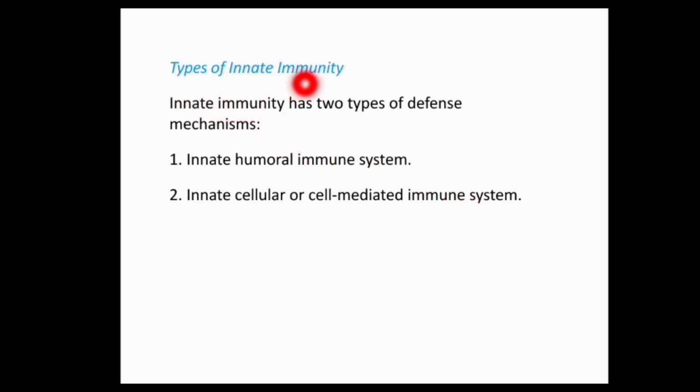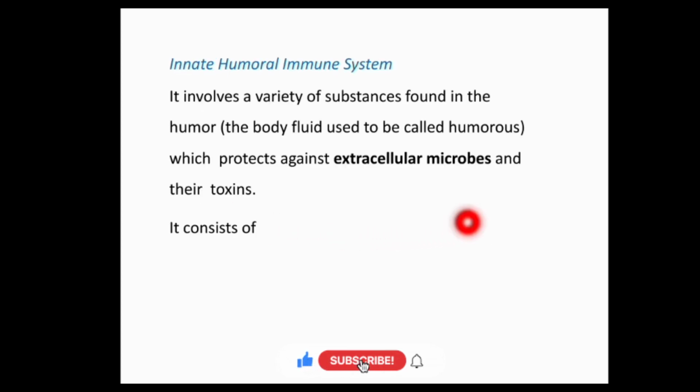Coming to the types of innate immunity. First, immunity we can classify into innate immunity and adaptive immunity. The innate immunity we can divide into two types: innate humoral immune system and innate cellular or cell-mediated immune system. The innate humoral immune system involves a variety of substances found in the humors. Humor means body fluid, which protects against extracellular microbes and their toxins.